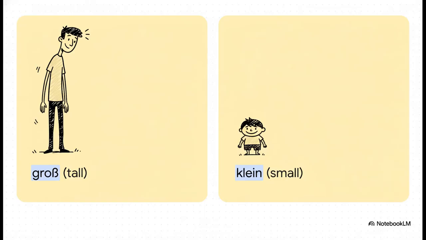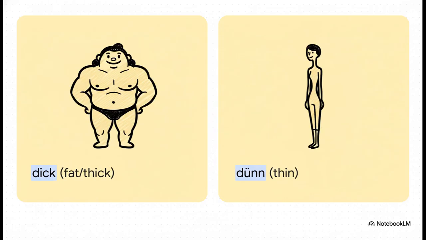Let's start with the most basic thing you notice, height. Is someone groß, which means tall, or are they klein, meaning small or short? For instance, you could say, Mein Bruder ist sehr groß. My brother is very tall. Simple as that. Now let's talk about a person's build.